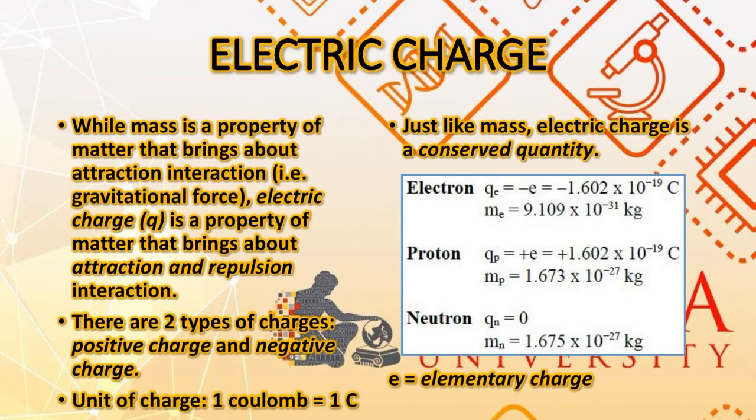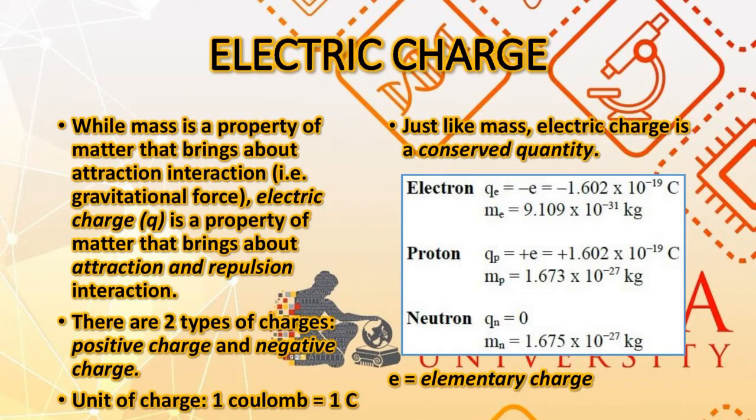Here are some examples of particles with electric charge. You have the electron and the proton. Electron, charge Qe is negative e or negative 1.602 times 10 to the negative 19 coulomb, where e is the elementary charge value, 1.602 times 10 to the negative 19 coulomb. It is advised that you memorize the quantities associated with the electron and the proton.